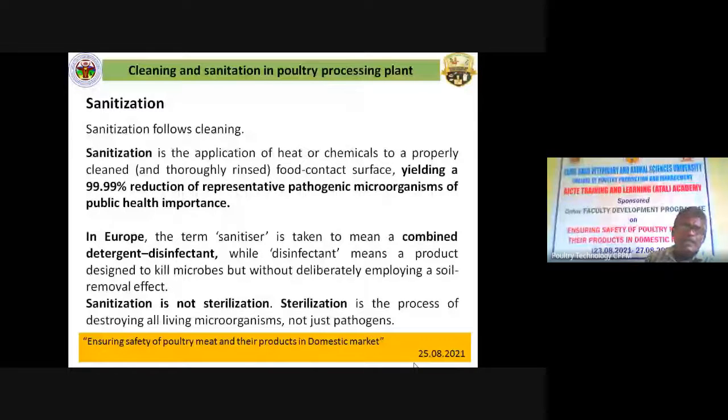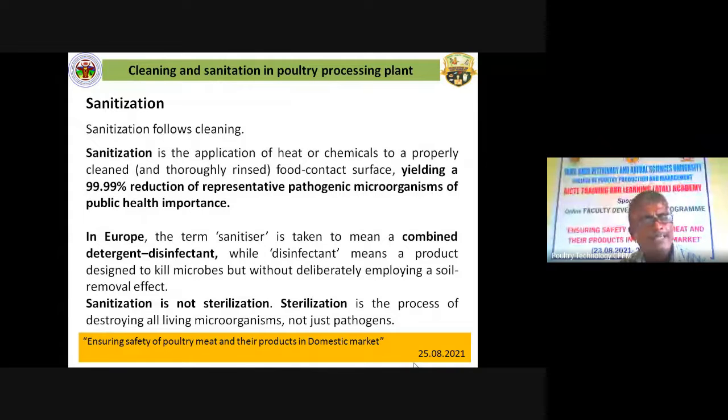In the modern world, the newly commercially available agents possess both cleaning detergent property as well as disinfectant property. Usually, earlier we used detergent separately as well as disinfectant separately. At present, the detergent and disinfectant are available in combination. So in Europe, such compounds are available. They are collectively called sanitizer. And the term disinfectant means it is designed to kill the microbes, but they do not ensure removal of soil.